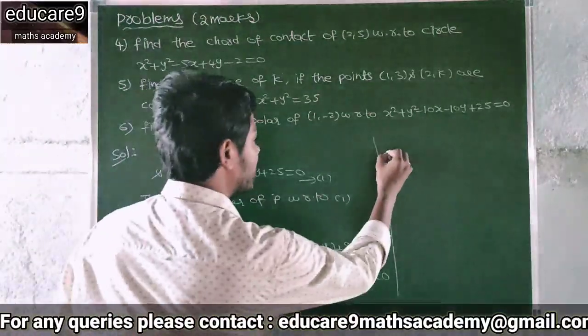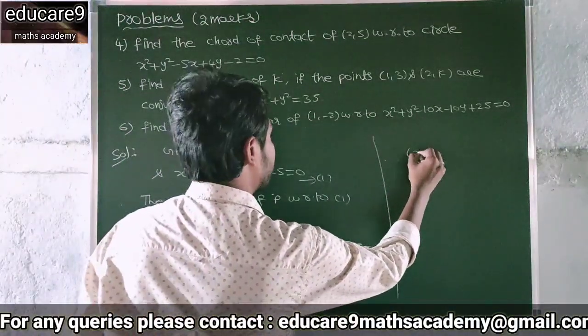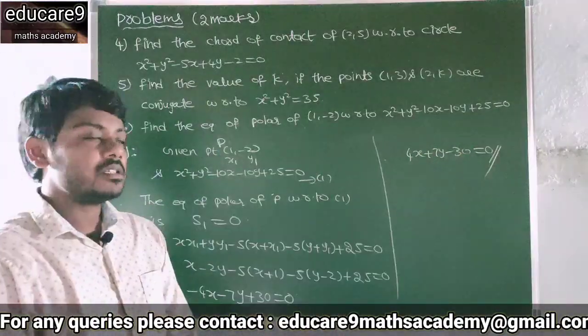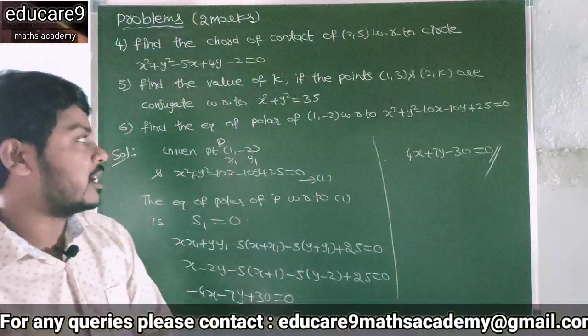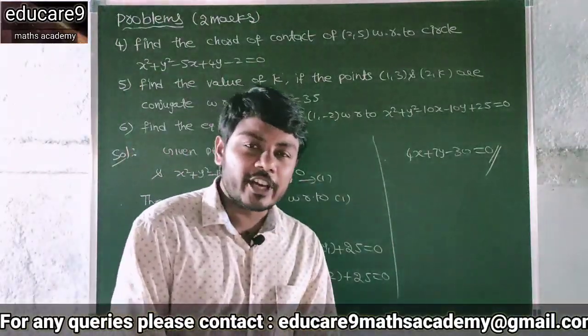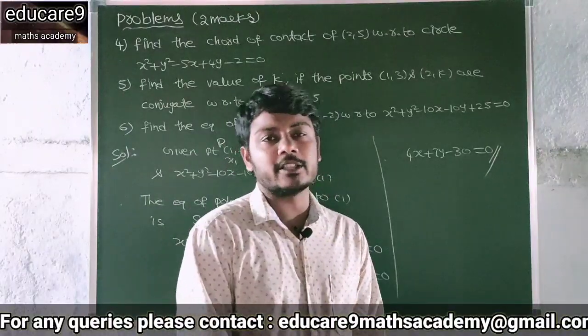So therefore, this is 4x plus 7y minus 30 is equals to 0. So clearly this is the polar of 1 comma minus 2 with respect to the given circle. So for next session we will discuss more concepts and problems.